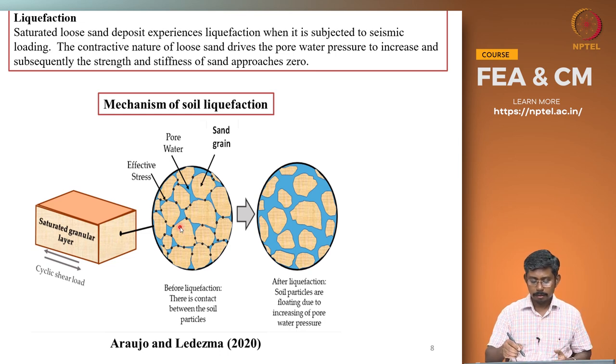When the load is applied, pore pressure increases, and it leads to the loss of contact between the particles. It is known that sand derives its strength and stiffness based on the contact between the soil particles. So once the contact is lost, it no longer supports the structure.